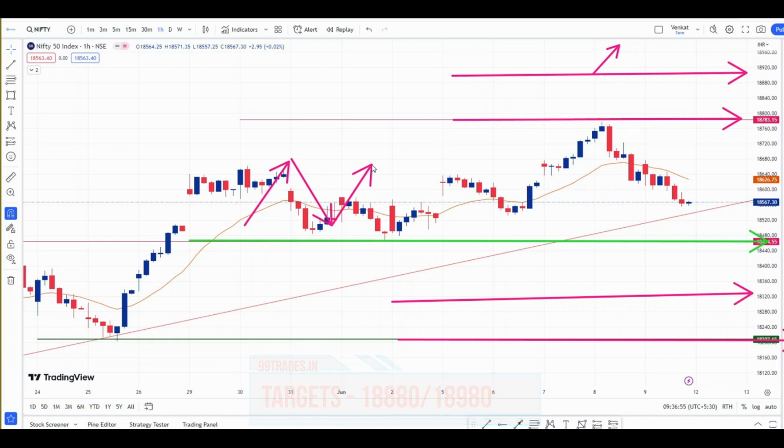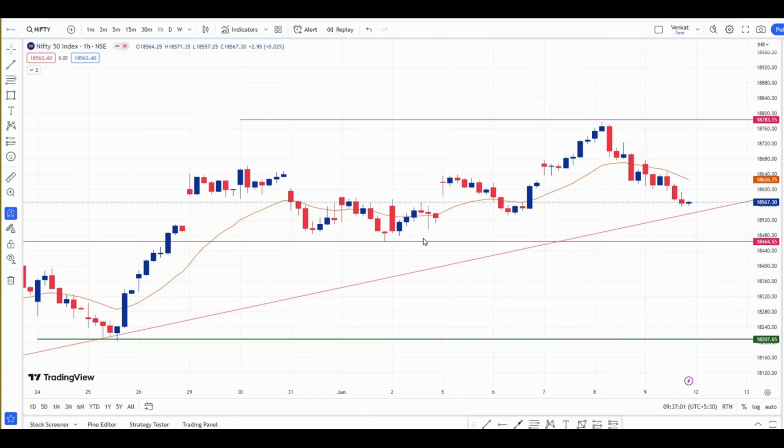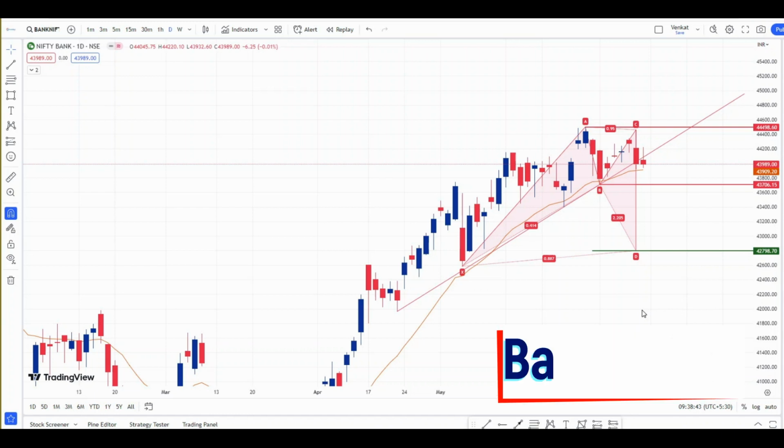If any option sellers want to sell the range, they can sell this range from 18,462, you can take it as 18,450, to 18,800. You can sell this 400 points range for the coming week also until the index breaks on either this side or this side. Now let's see the analysis of BankNifty.